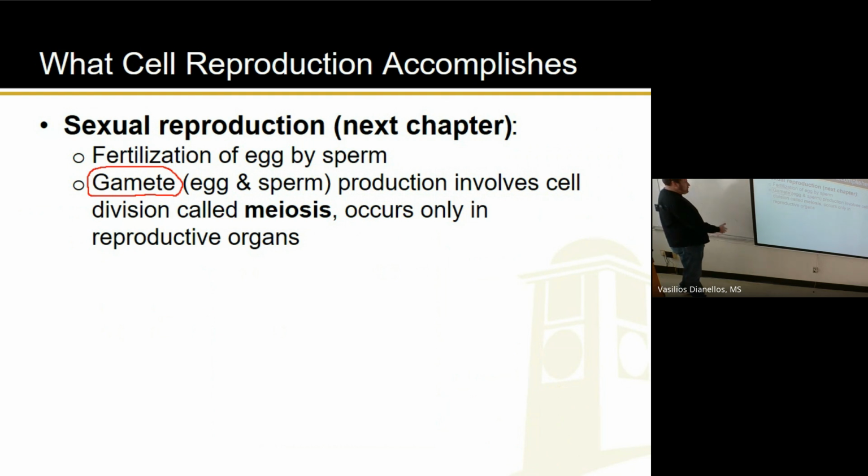The production of these gametes is done in something called meiosis. And again, we're going to learn about that in the next chapter. So for now, these are just introductions to these terms. But you should definitely associate mitosis with asexual reproduction and meiosis with sexual reproduction, specifically the production of egg or sperm. Or I guess in some cases, depending on the organism, both egg and sperm.